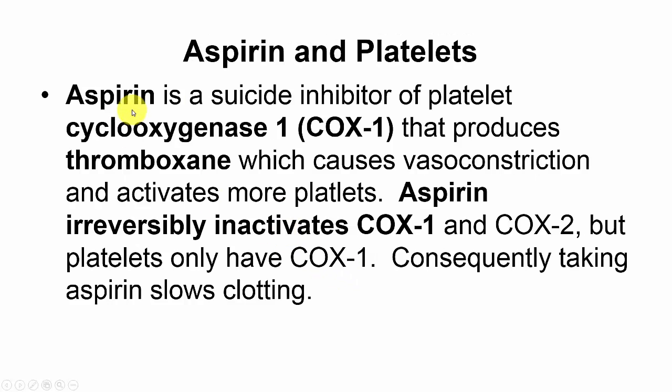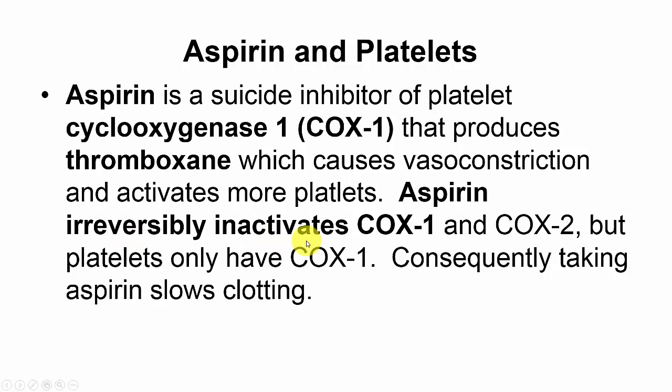Aspirin and platelets. Aspirin is a suicide inhibitor of platelet cyclooxygenase 1 that produces thromboxane, which causes vasoconstriction and activates more platelets. So once you get a cut, you would like to have active platelets working, because they will form a plug at the place where you cut your finger, and then they'll activate more platelets to function.